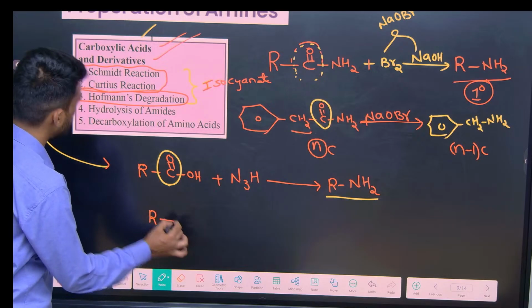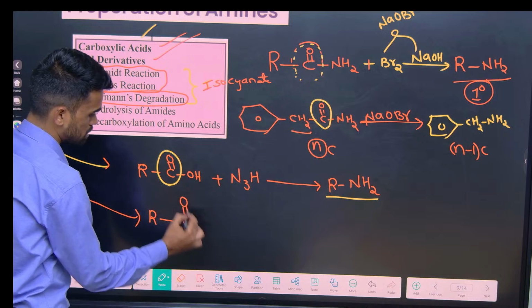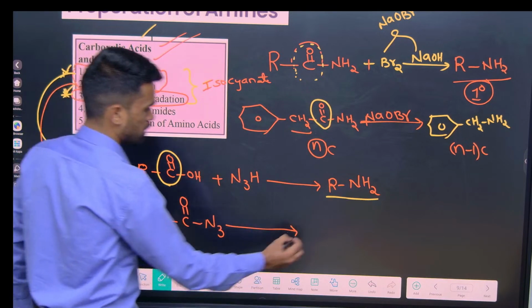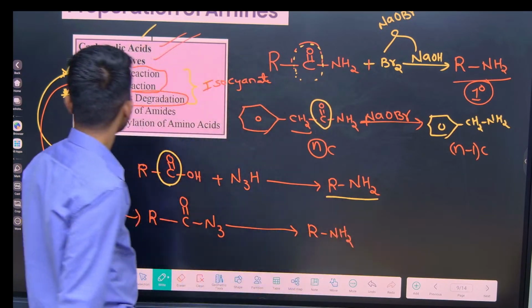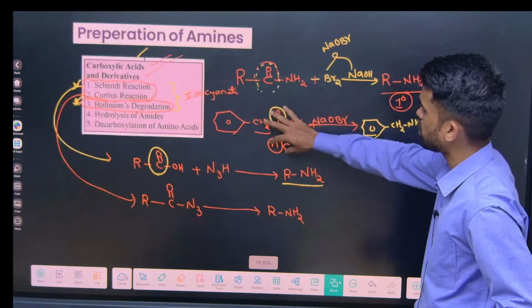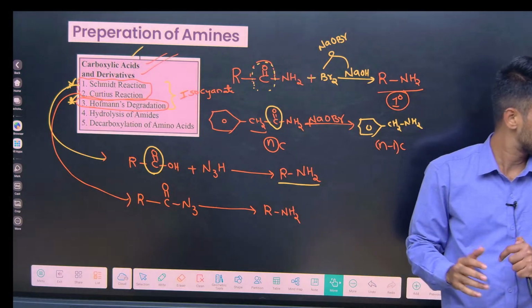The next one, Curtius: you take this kind of molecule, CON3, and it gives you RNH2. These are the transformations you see in the first three reactions. In all of them, primary amines are the final product formed.